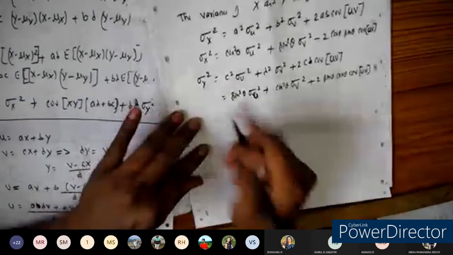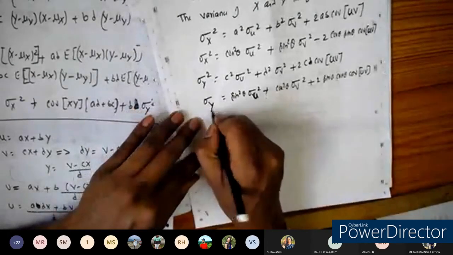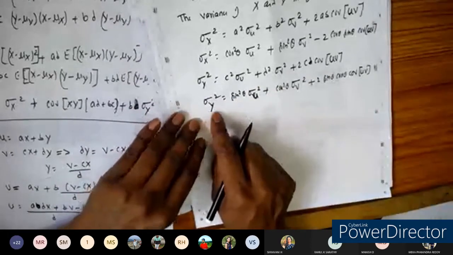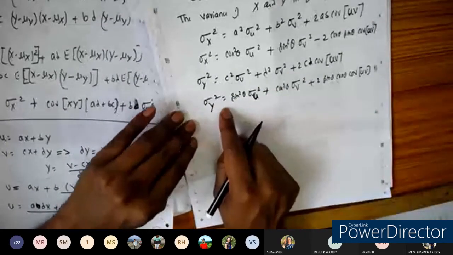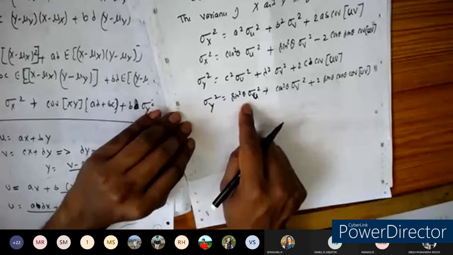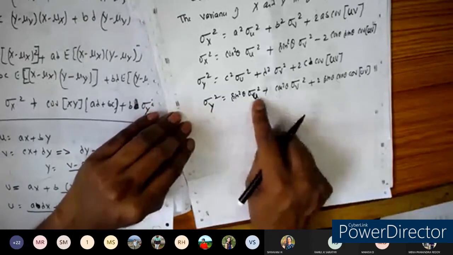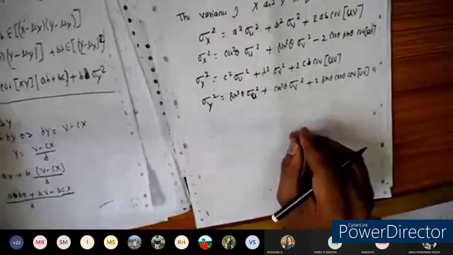Okay, so we got the variance of the transformed random variable for the inverse transformation. So sigma y square is equal to sin square theta sigma u square and so on. Similarly, let us find out the covariance of the random variables x and y.